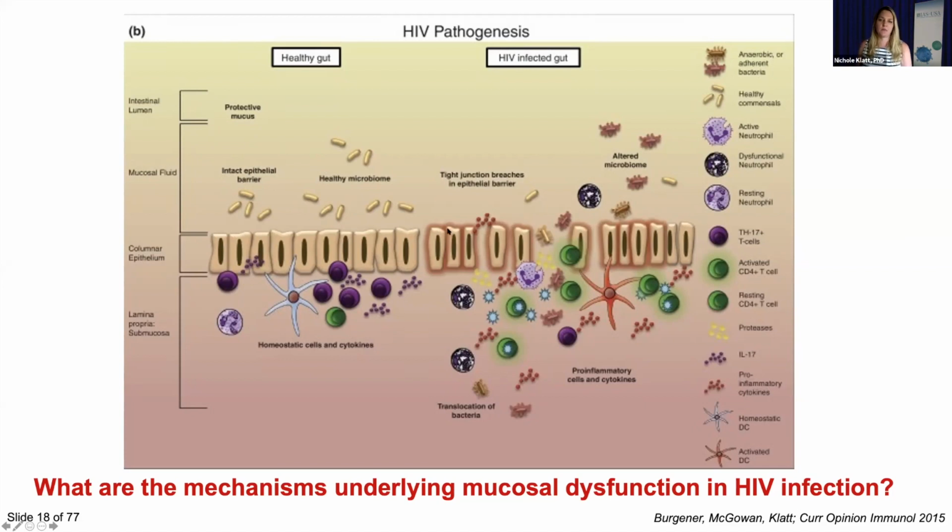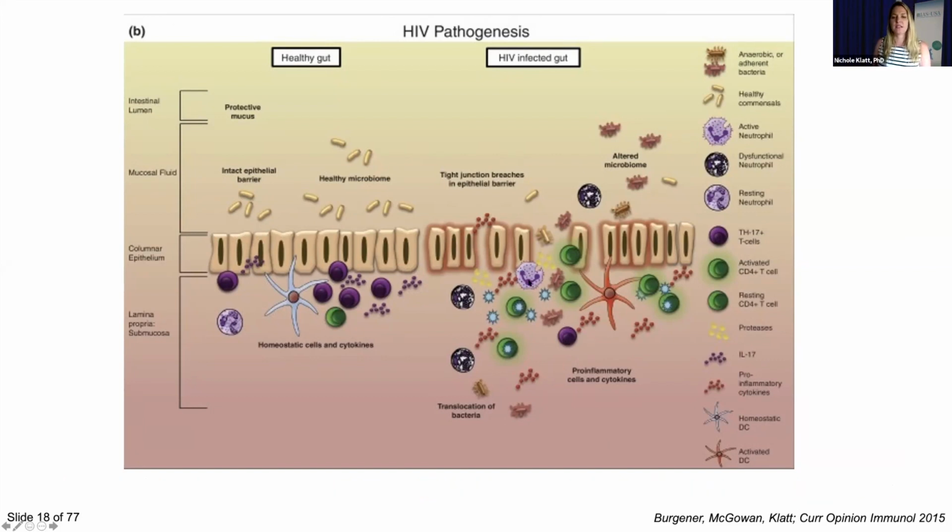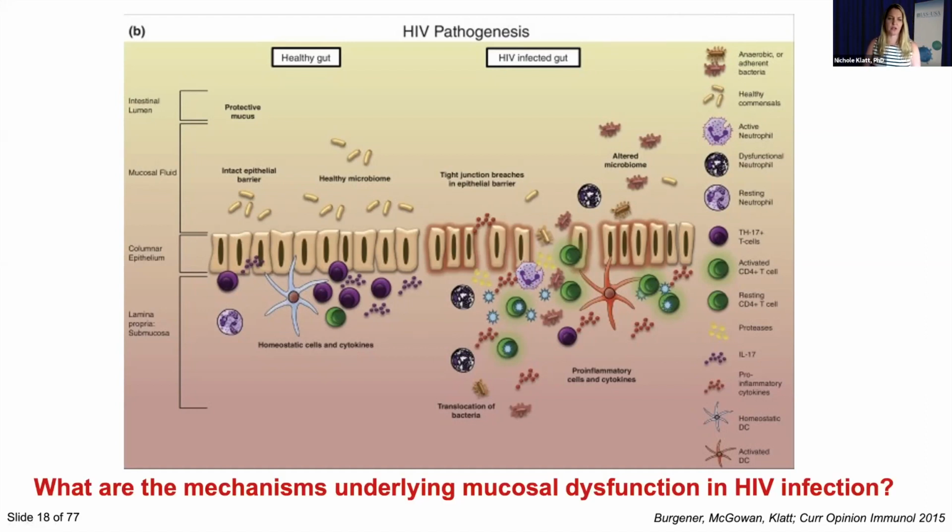And then in an HIV infected gut, what we have seen is that you have damage to this tight epithelial barrier. These breaches allow microbes to translocate. You also have this altered microbiome, like I mentioned earlier, things like proteobacteria that can really latch on to the barrier and get through, and that's what we tend to see translocate to the periphery. You have an increase in pro-inflammatory cells and cytokines, which we'll also talk about, things like neutrophils that can then continue to break down that barrier and cause more inflammation and microbial translocation. So we really want to understand the mechanisms underlying mucosal dysfunction in HIV.